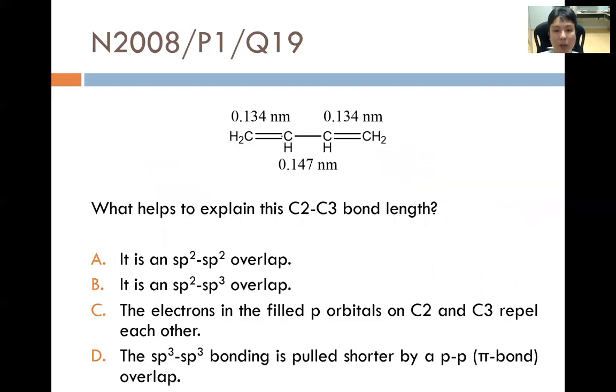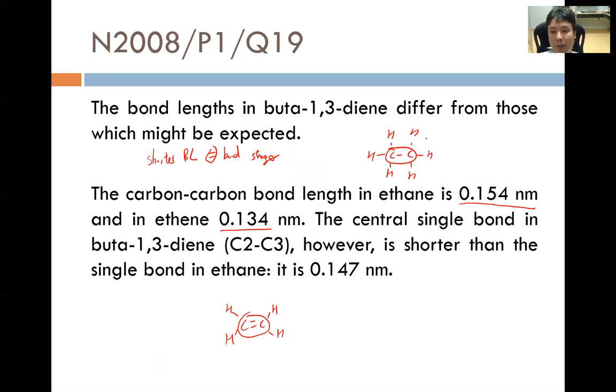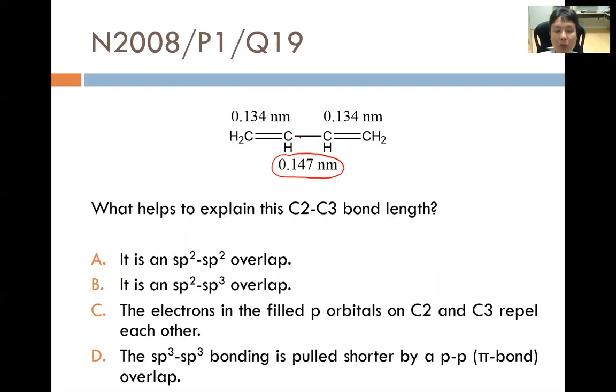This is the structure of buta-1,3-diene. Between this carbon and this carbon is a double bond, and between this carbon and this carbon is a single bond. If you were to use spectroscopic methods to measure the bond length of this CC single bond, you would experimentally get a bond length of 0.147 nanometers, which is shorter than that of ethane, because ethane is also a CC single bond.